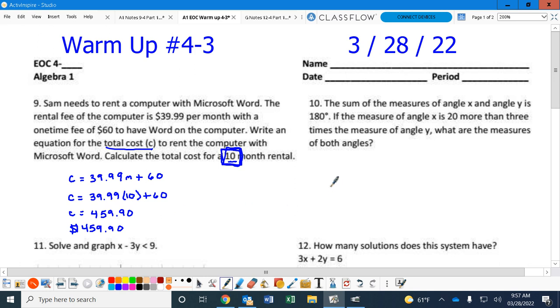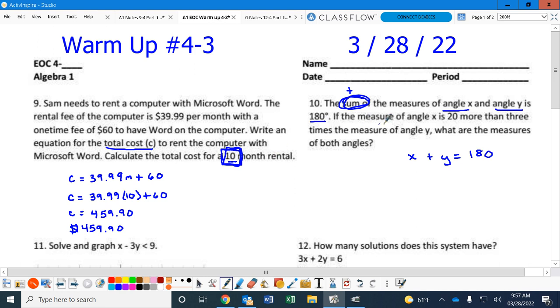Okay, so from there, the next one. It says the sum of the measure of angle X and angle Y is 180. There's an equation, guys. We've got angle X, angle Y. We're doing their sum. What does sum mean? Add, and it adds up to 180. So we've got X plus Y equals 180.